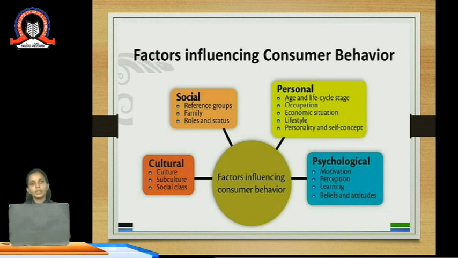Next is the social factor. In that, reference group, family, and role and status of the consumer are involved. And the last is the cultural factor. In the cultural factor, culture, subculture and social class are involved, which affect the buying behavior of the customer.